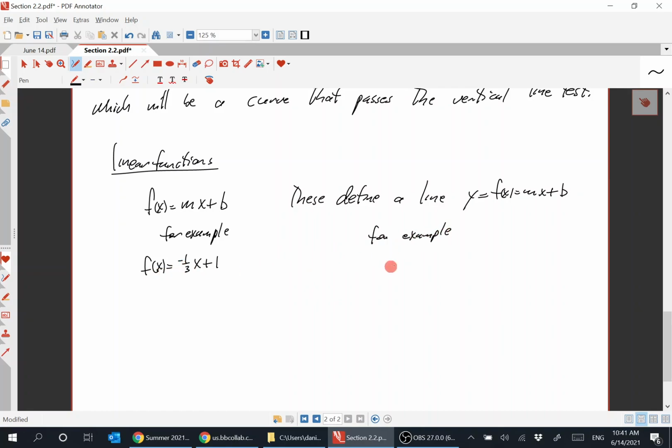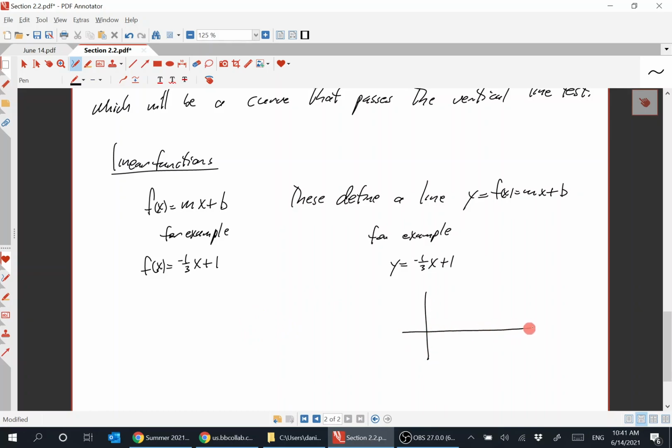So here, if we have y equals f of x, now if we know what f of x is, we usually just write y equal to that, minus 1/3 x plus 1. If we don't know what the function is, we'll write y equals f of x. But when you know what f of x is, you simply replace f of x with the expression for the function. So here, this linear function gives you a line.